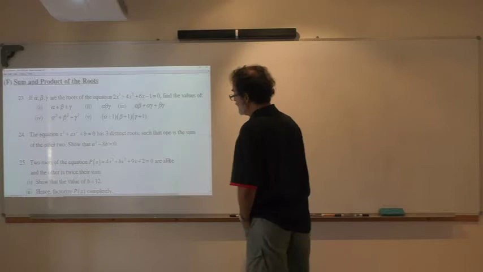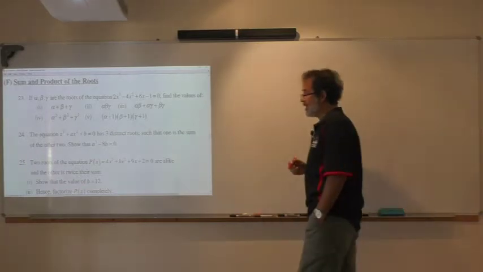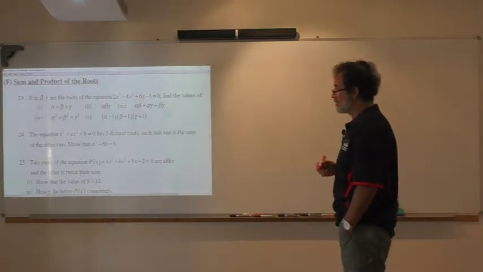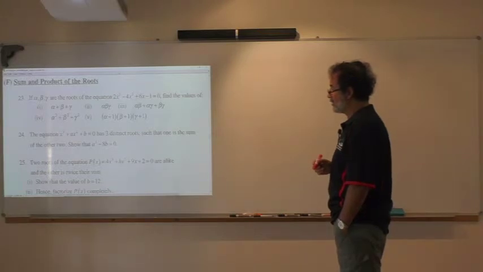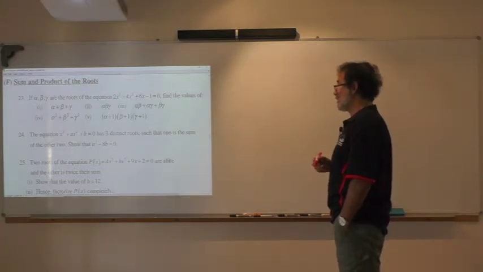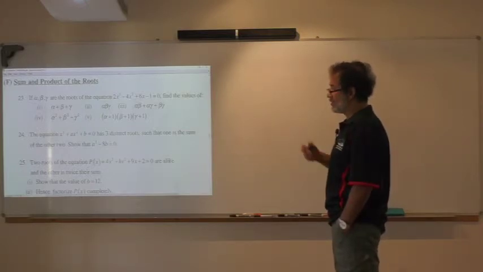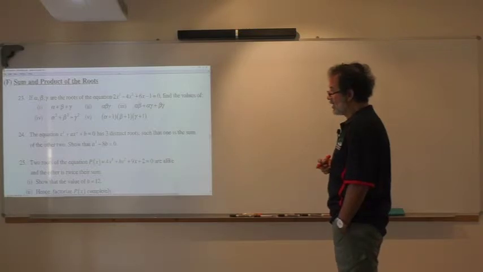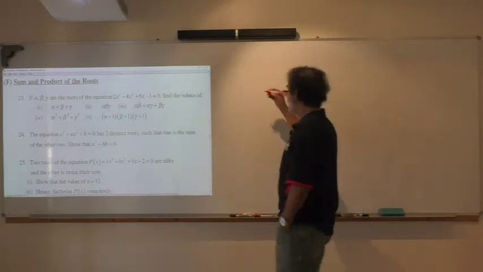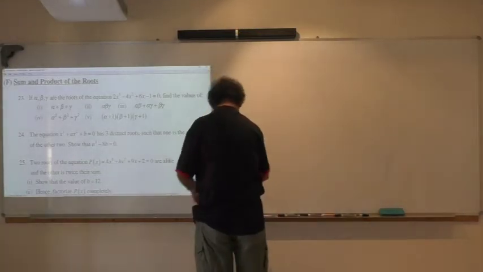So question 23: if alpha, beta, and gamma are the roots of the equation 2x cubed minus 4x squared plus 6x minus 1 equals 0, find the values of the following. Okay, so question 23.